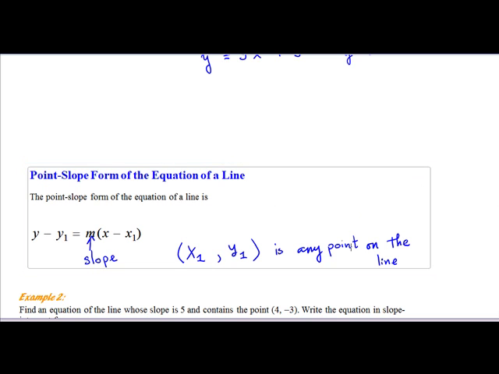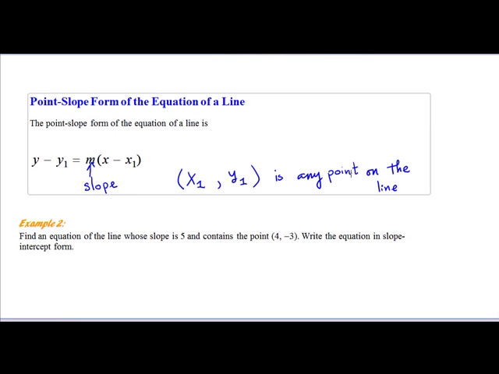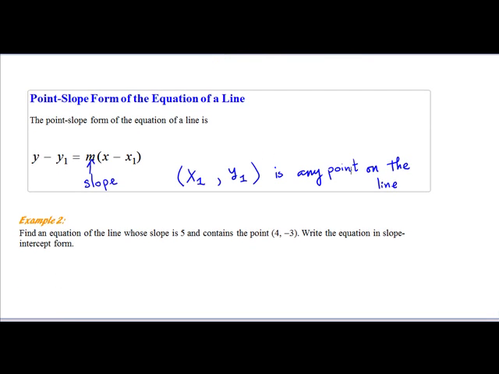So let me show you how to write the equation of the line by using this formula. If I look at example number 2, find the equation of the line whose slope is 5 and contains the point (4, minus 3). Write the equation in the slope-intercept form. Solution.